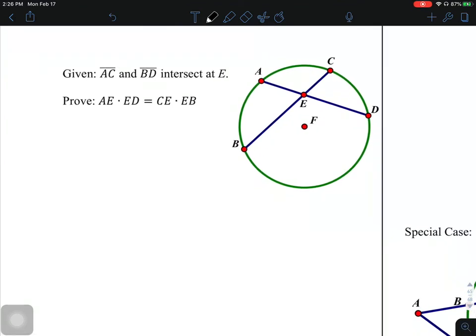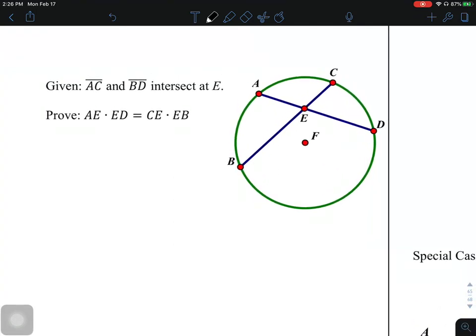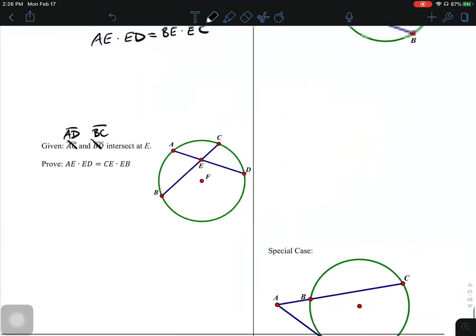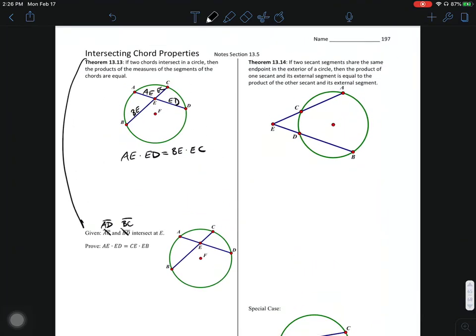Well, this is interesting. Given that segment AC and segment BD intersect at E, I got this jacked up. Boy, I have just made a bunch of mistakes on these notes recently. This should say, given that segment AD and BC intersect at E. That's better. Prove that AE times ED equals CE times EB. So we are proving this theorem right here. That's what we're doing.